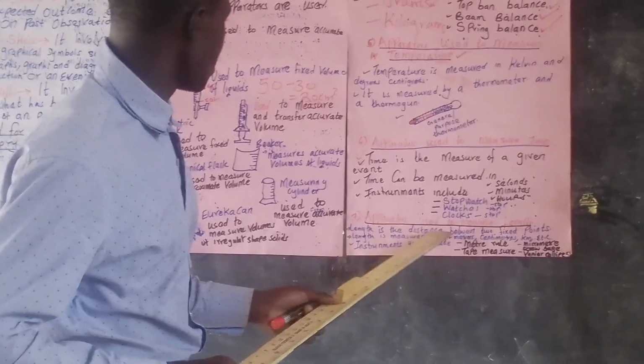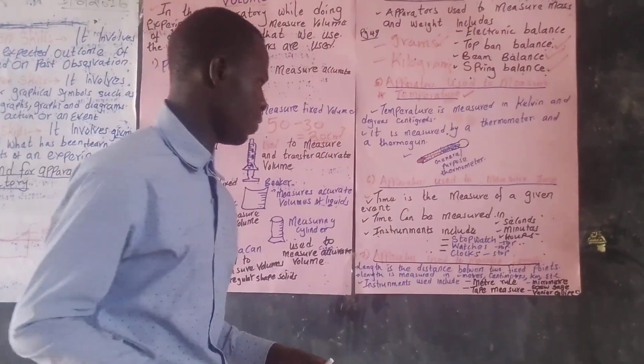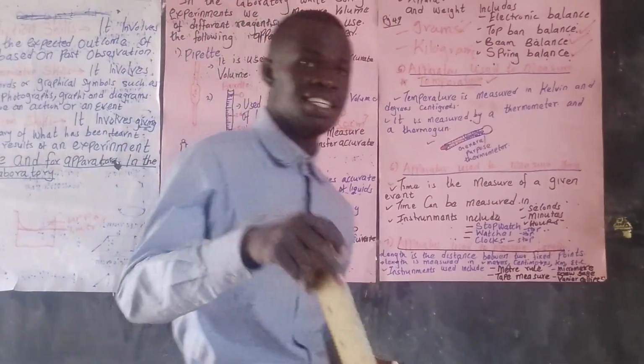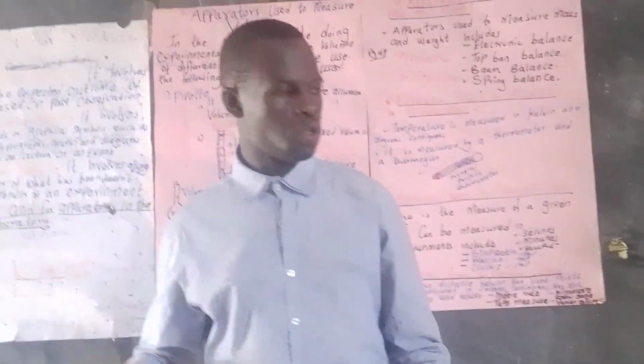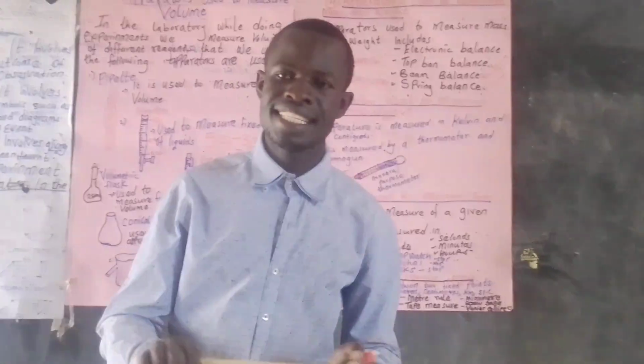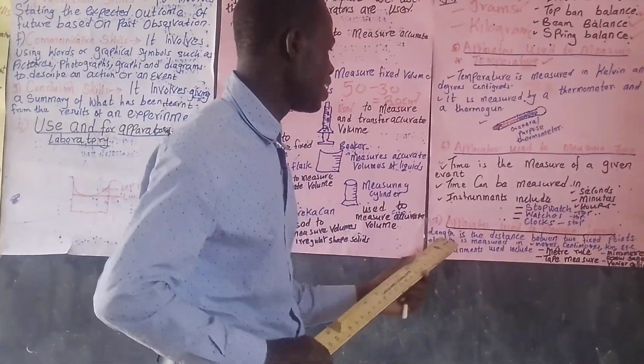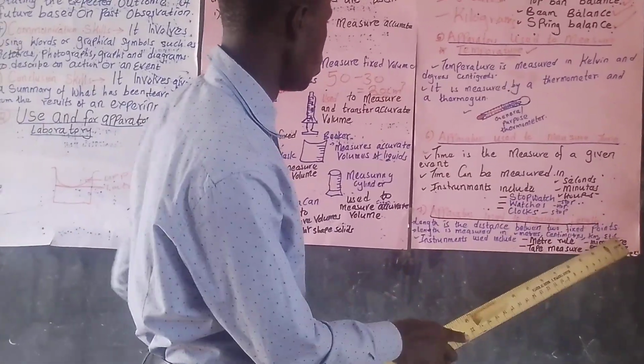Then we also have apparatus used to measure length. What is length first of all, dear learners? Length is the distance between two fixed points. For example, from this wall to the other end. That distance between the two walls is what we call the length.